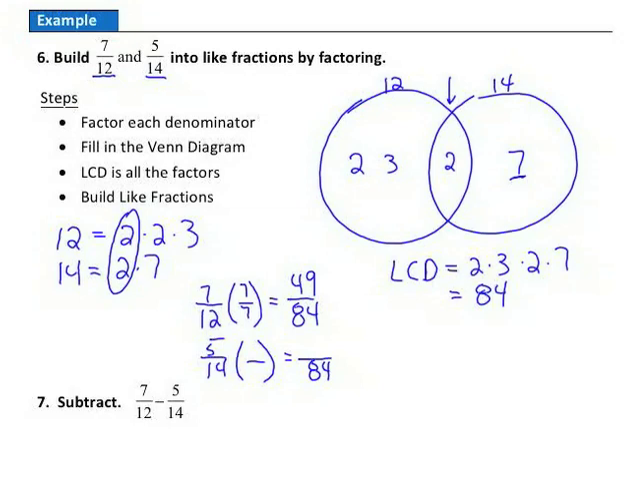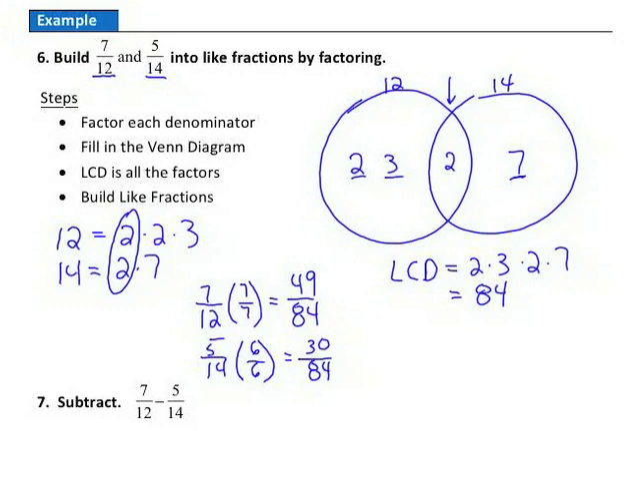Let's do the same thing for 14. Well, there are two factors outside of the circle for 14, both the 2 and the 3. If I multiply those together, that's going to give me 6. So 6 is going to be my missing multiplier here. And when I multiply the numerators together, 5 times 6 gives me a new equivalent fraction of 30/84.